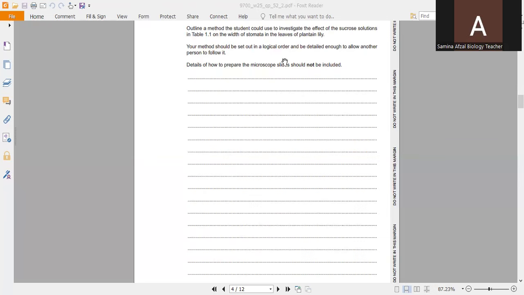Then the control variables will be the temperature, with a stable ambient temperature. Then we will use the peels from the same plant and the same leaf positions to ensure genetic and physiological consistency. Ensure the light intensity from the microscope lamp remains constant to avoid light effects on the stomatal aperture.